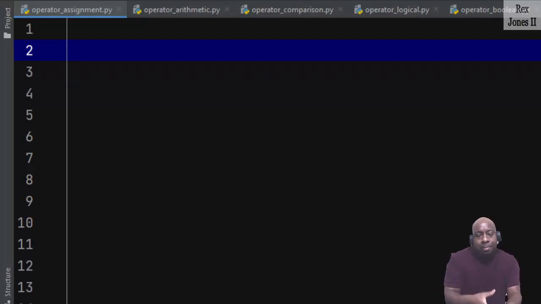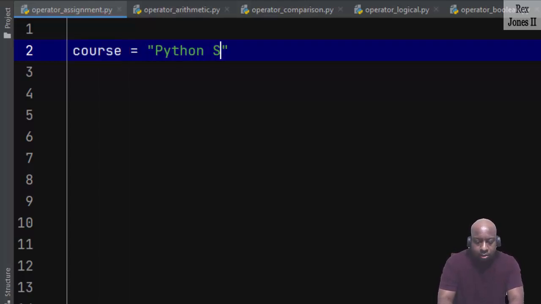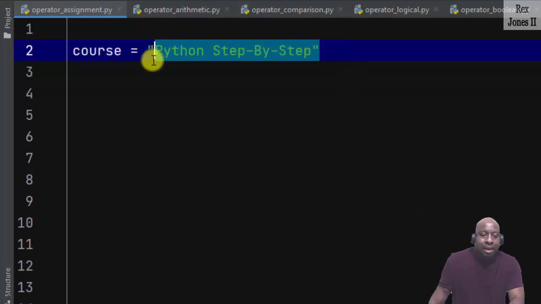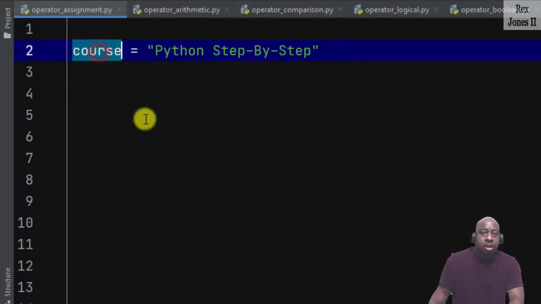We have used the assignment operator since naming and creating a variable. It is the equal symbol that assigns a value. For example, course equals, let's say, Python step by step. This statement assigned Python step by step to course using the equal symbol.